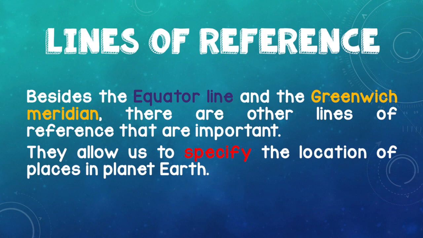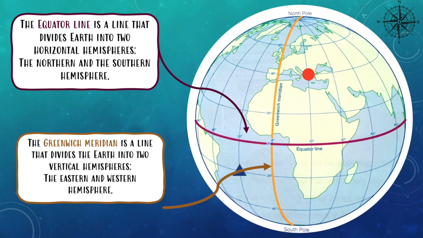Lines of reference. Besides the equator line and the Greenwich meridian, there are other lines of reference that are important. They allow us to specify the location of places on planet Earth. Let's remember a little bit about the equator line and the Greenwich meridian. The equator line is a line that divides the Earth into two horizontal hemispheres, the northern and the southern hemisphere. And the Greenwich meridian is a line that divides the Earth into two vertical hemispheres, the eastern hemisphere and the western hemisphere.